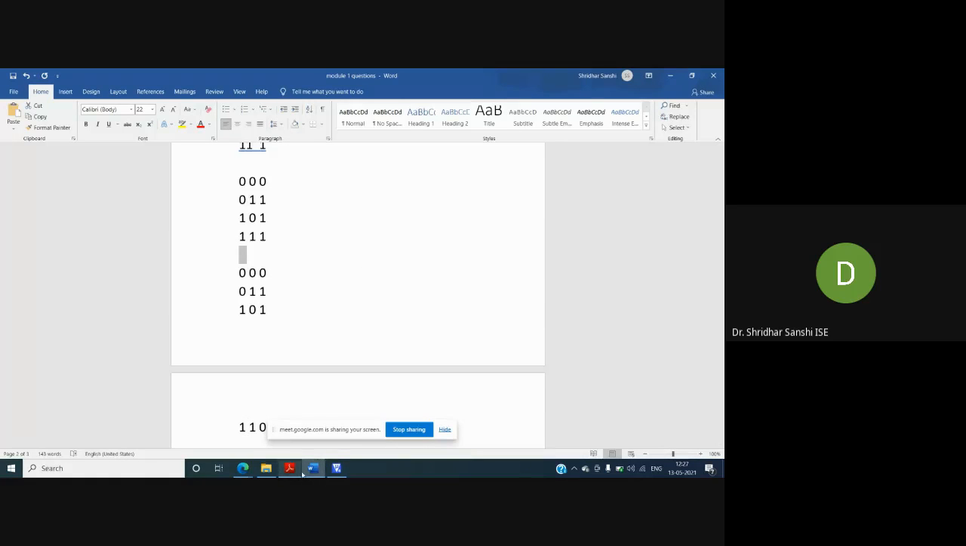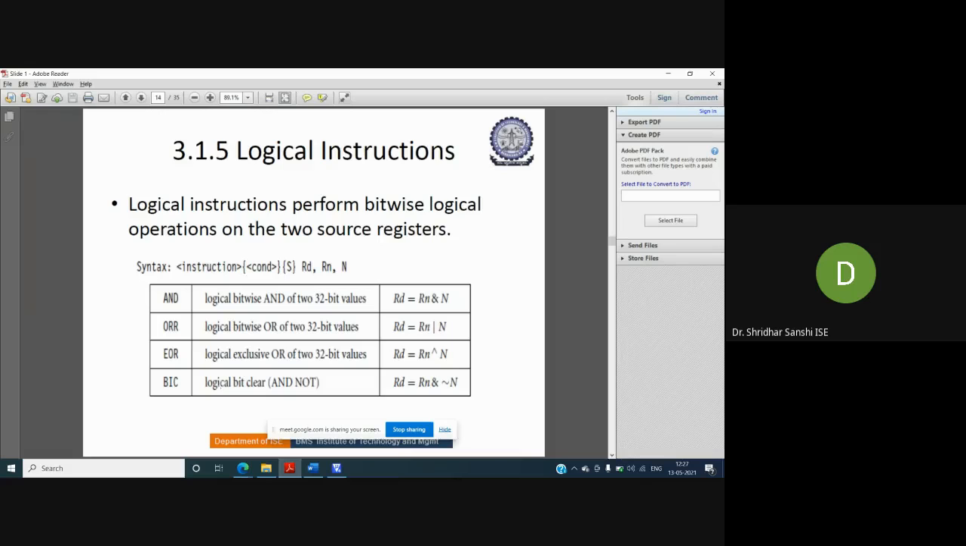And another instruction is logical bit clear. So what is the result here? The content of the first operand, we are doing an AND operation with the second operand. Before doing the AND, we are negating the content of the second operand. Okay, so that is the logical bit clear. First we are negating the content and then doing the AND operation.